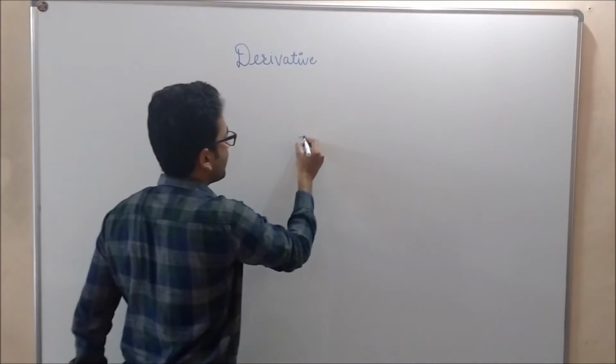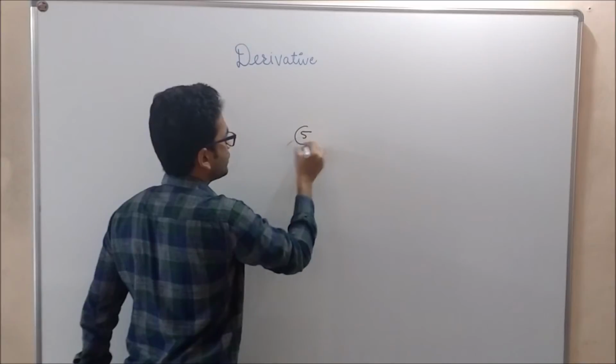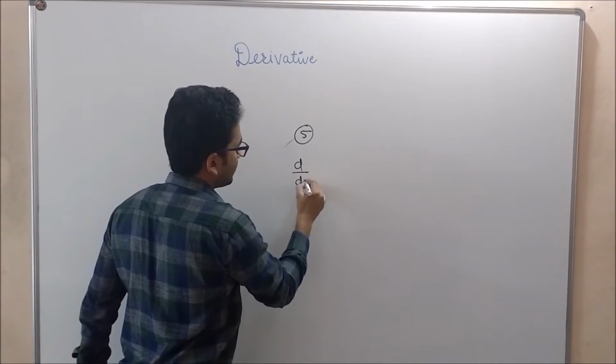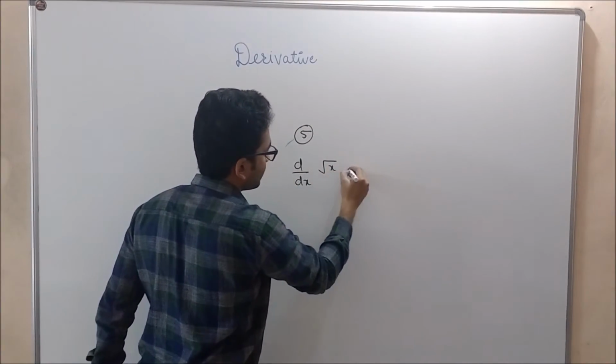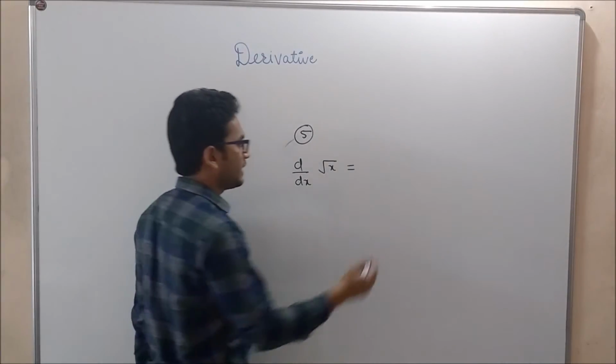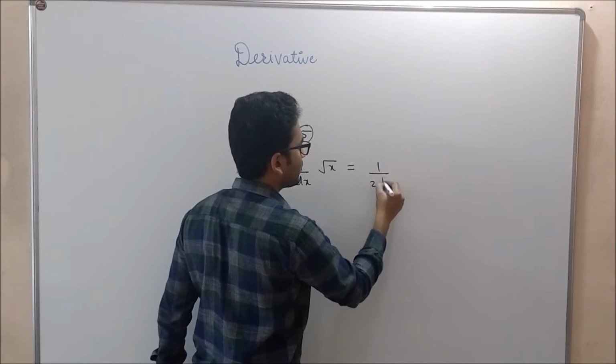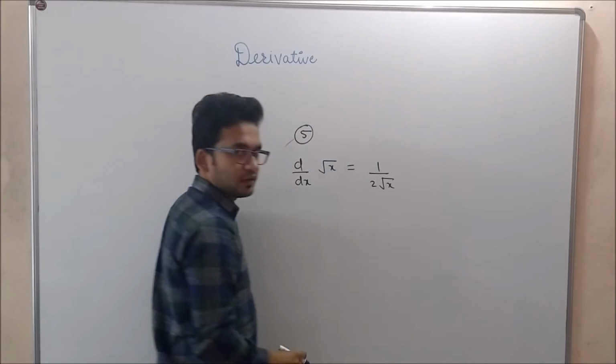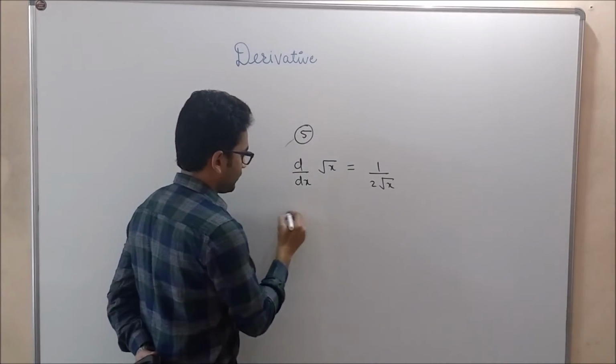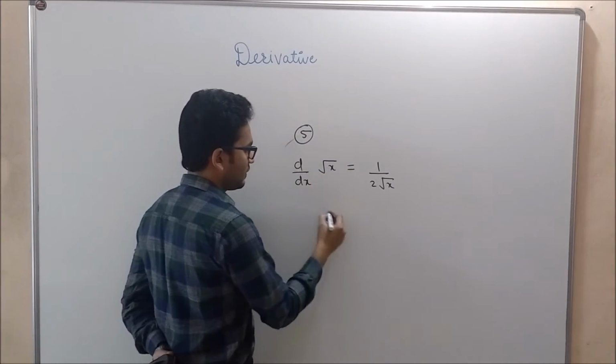Now moving on with the fifth formula. It is equal to derivative of root x. Now derivative of root x is 1 upon 2 times root x. Why this is so? Chalo, let's see the explanation for this.